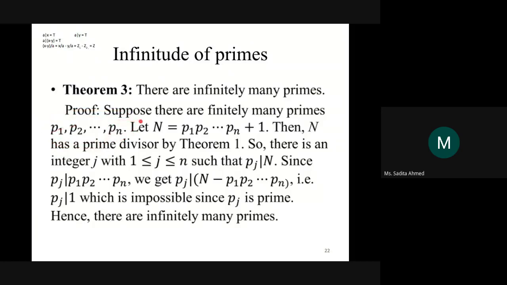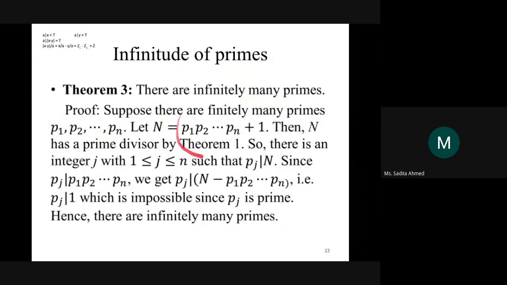Then we are saying that let's take a number n, which is the product of all of these primes plus 1. This number obviously comes after Pn, that is, it's outside of this list. And if it's outside of this list, it must not be a prime, because we have already counted all the primes in the list, so it must not be a prime. It must be a composite.